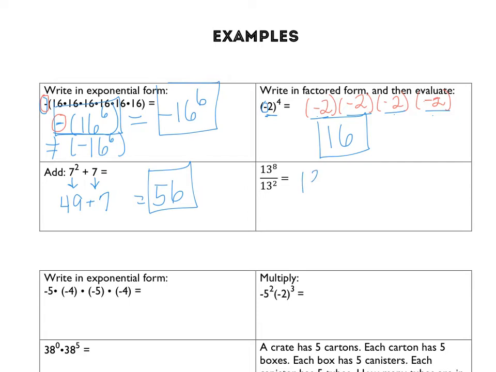Here, 13 to the 8th minus 2 power. So that's going to be 13 to the 6th power, because when we're dividing, we subtract our denominator.